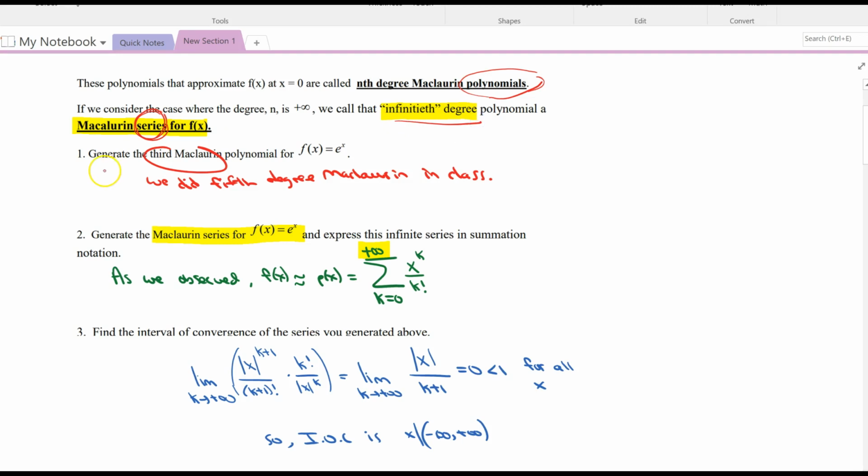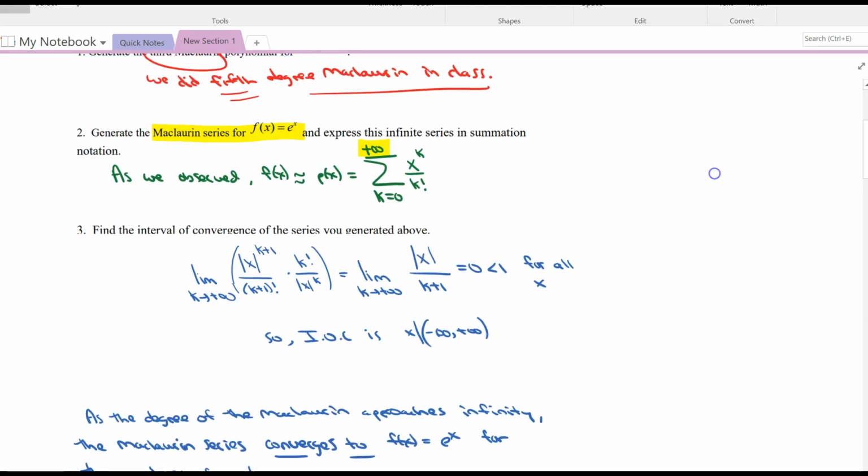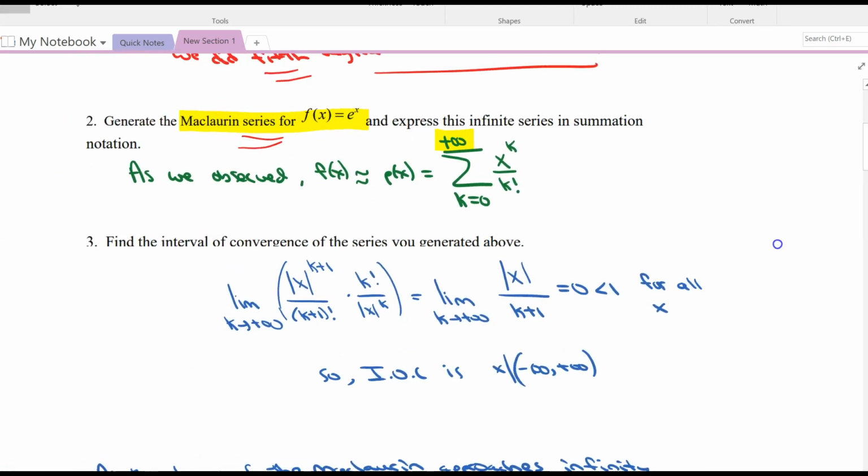So if you look here, I asked you to generate the third Maclaurin polynomial for f of x equals e to the x. We did the fifth in class. You can look at it. I then said, generate the Maclaurin series for f of x equals e to the x and express this infinite series in summation notation. And here is where it is. If you're using summation notation to express an infinite series or a Maclaurin series, what's important here is to notice that this upper limit will go to infinity.